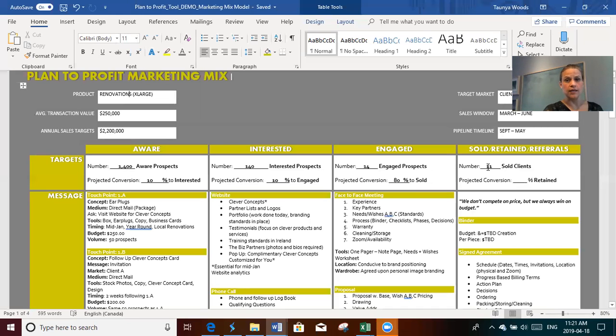So what you are going to do here is put whatever that total number is that you need to sell for the year here. You're going to bank on right now just a 10% conversion, unless you can defend otherwise. So you just take this number, whatever that is, and divide it by the 10%, and that is going to give you how many you need to have in here.